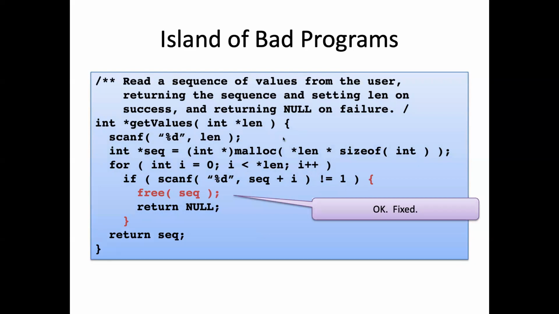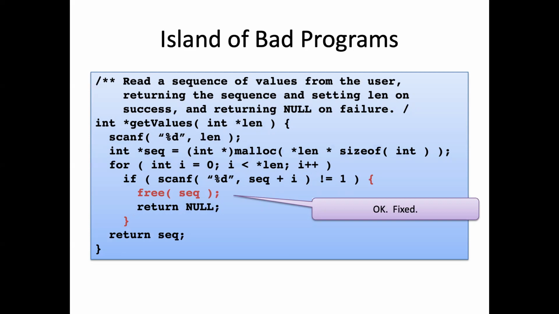For each of the values here that we read, we check to make sure they got read successfully, but we didn't bother to do that up here. What if the user types in garbage for this first integer? What if I'm expecting them to type in how many values they're going to enter, and they just type in ABC? Well, this scanf will fail, and that means the thing len points to won't even be modified.